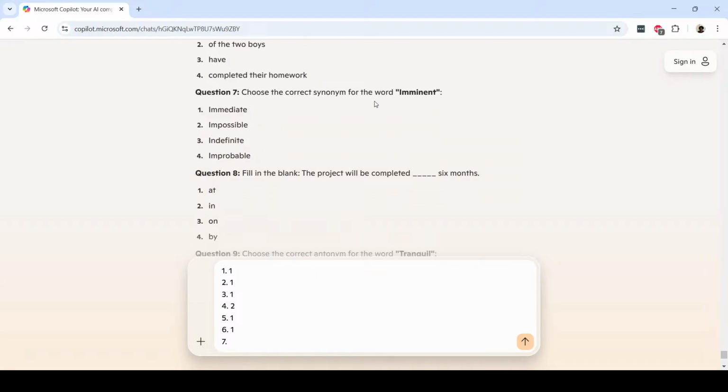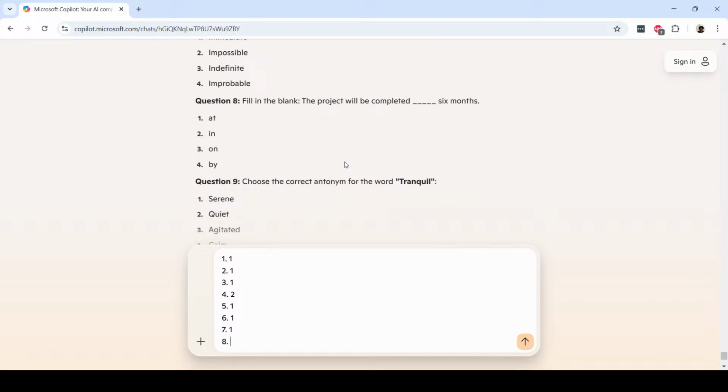Synonym for imminent. It was imminent, so it was improbable, indefinite, impossible, immediate. Impossible is something like not possible. Indefinite is not defined. Improbable is something not possible, kind of. So immediate is the answer.